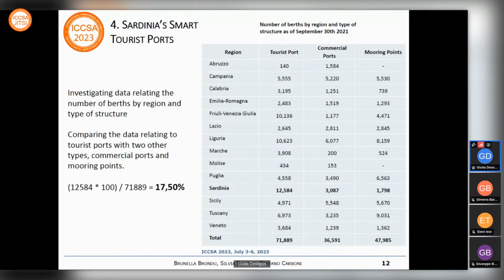Comparing the data with those of the other regions of Italy, it can be observed that the number of berths in the touristic ports of Sardinia is the highest compared to the other regions of Italy, thus representing 16.5% of the amount of berths throughout Italy.